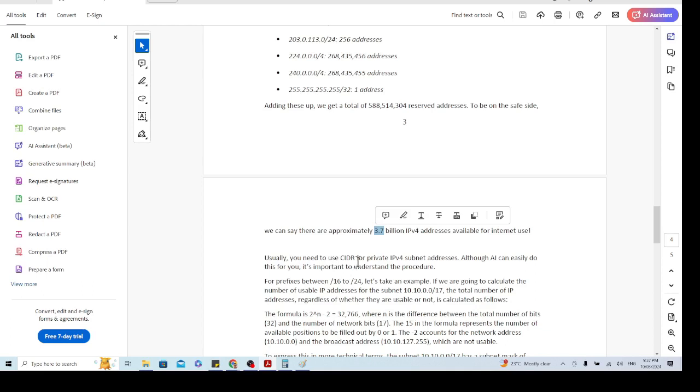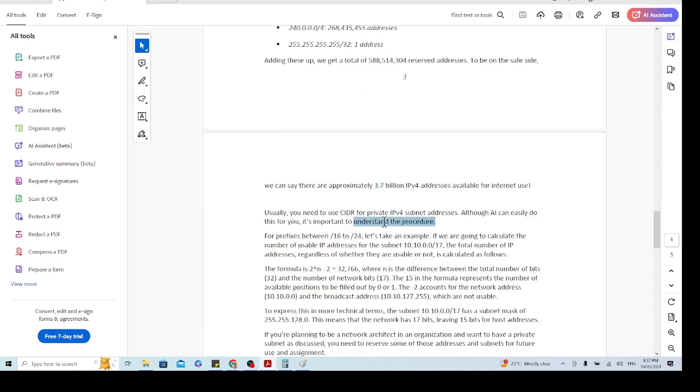Usually you need to use CIDR for private IPv4 subnet addresses, although AI can easily do this for you. It's important to understand the procedure. Yes, you need to know the procedure, although AI is doing it for you. It's just like a calculator: that's fine, but you need to know the concept of summing up, subtract, multiply, power, and stuff like that. Am I right? So that's why I believe that you need to know subnetting. Definitely, you need to know subnetting.